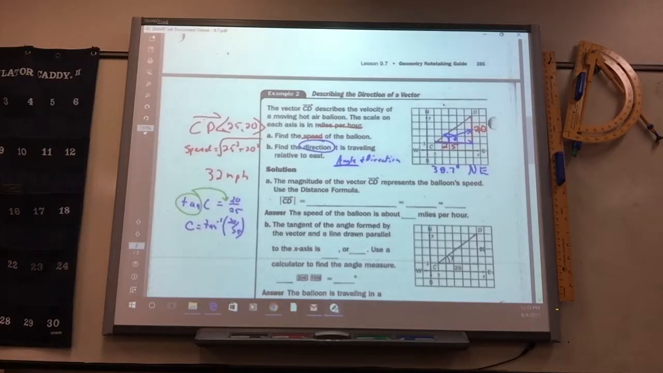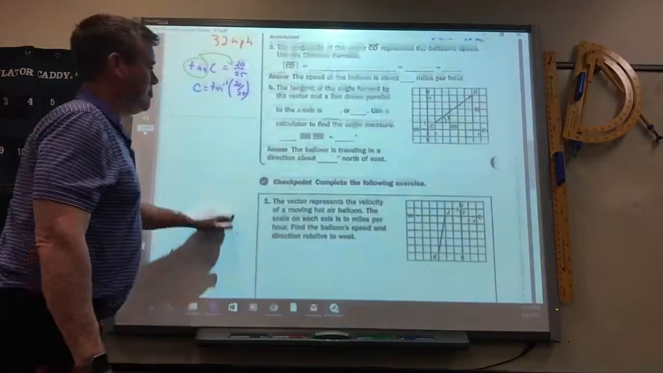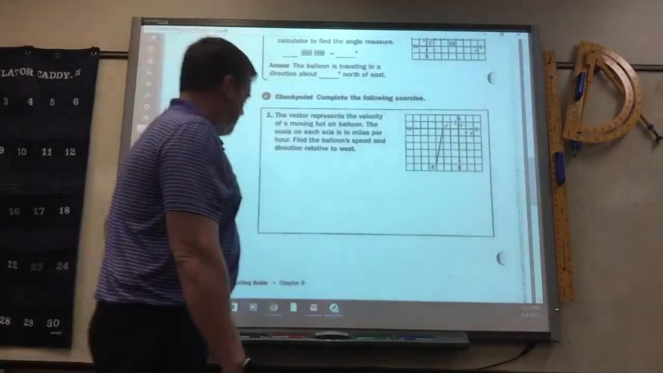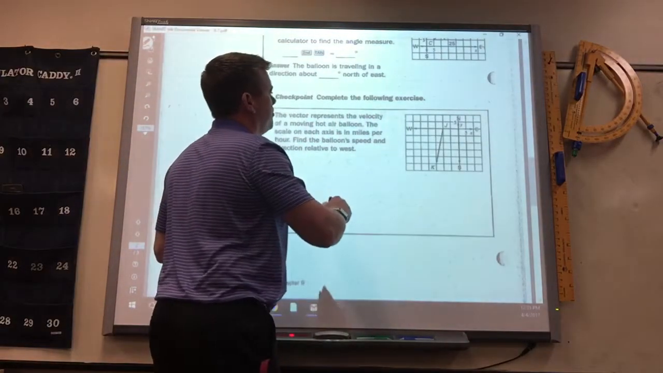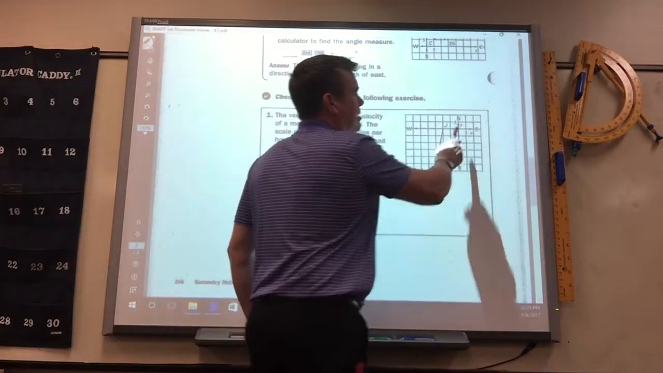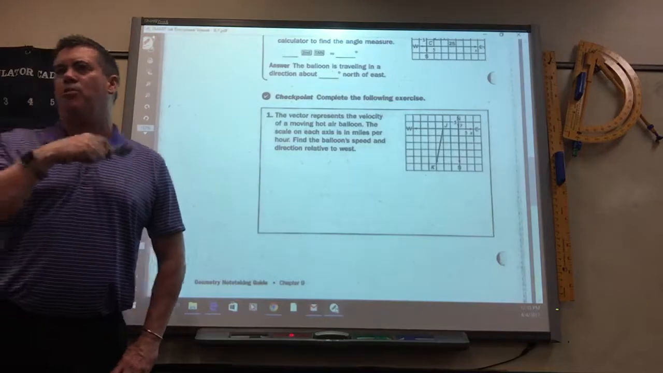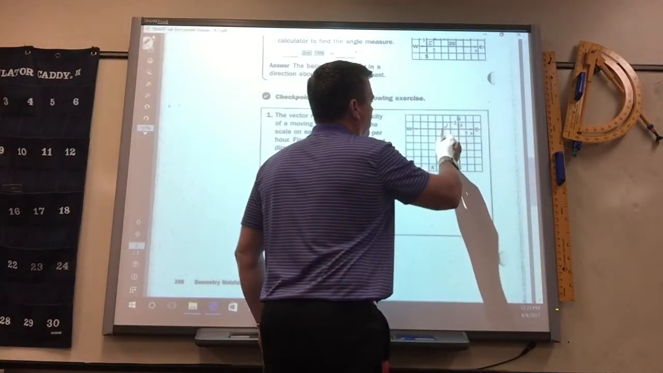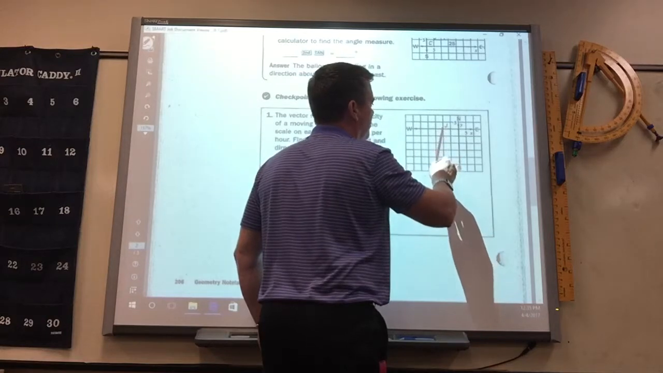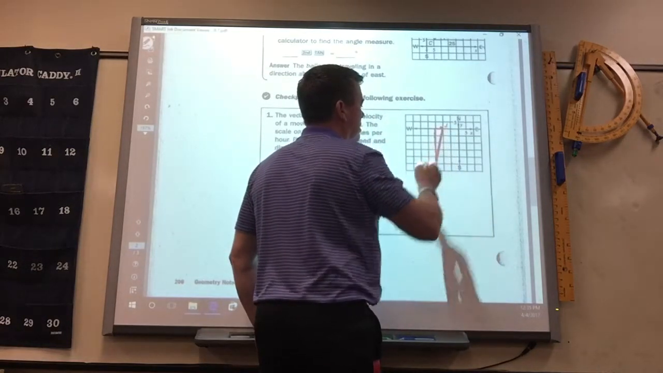Okay, so here are your directions in case you're not sure about them. Okay, so here we've got a vector. This is an air balloon. Again, these go by fives. I think the ones today go by tens. I'll point them out before you do them. The air balloon is going from here to there. So when we make our right triangle, you've got that.